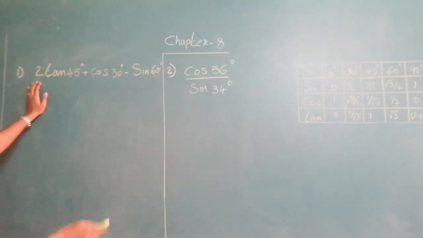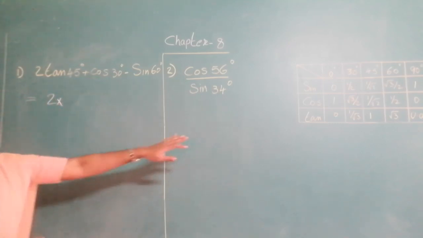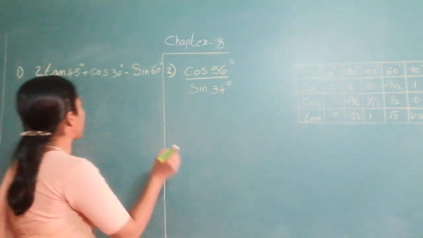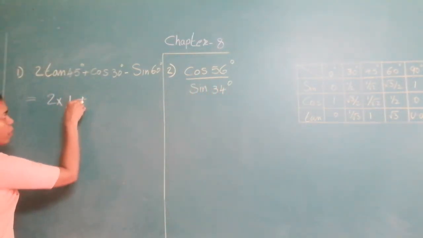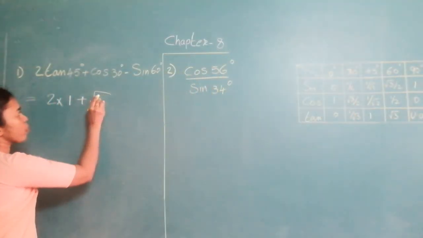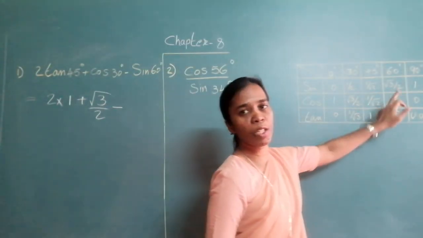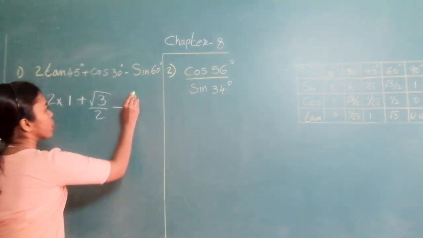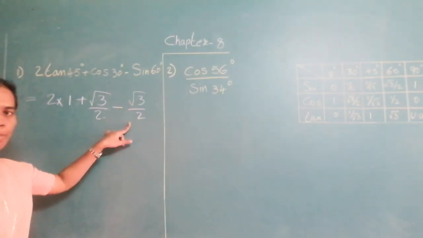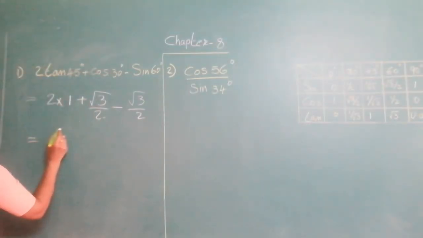Substitute the values from the table. So this is equal to 2 into tan 45. Where is your tan 45? Tan 45 is 1. So 2 into tan 45, that is 1, plus cos 30 degree. Cos 30 is root 3 upon 2, minus sin 60. Sin 60 again, root 3 upon 2. Now you can see that this is plus root 3 upon 2 and minus root 3 upon 2. They are like terms, so they get cancelled. Okay, so what answer will be 0.